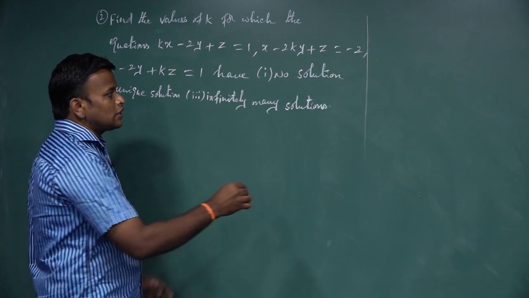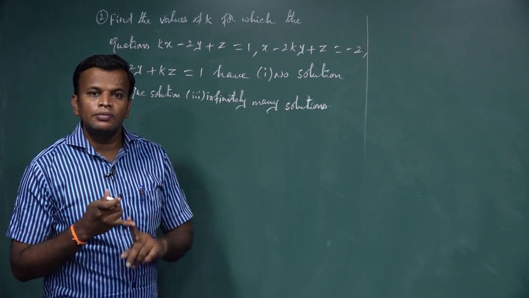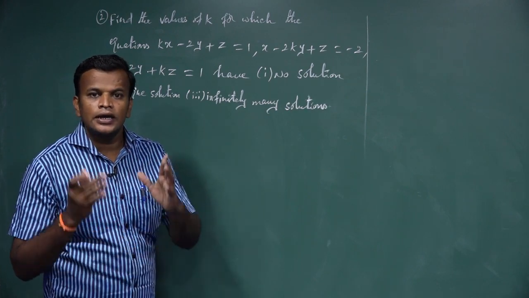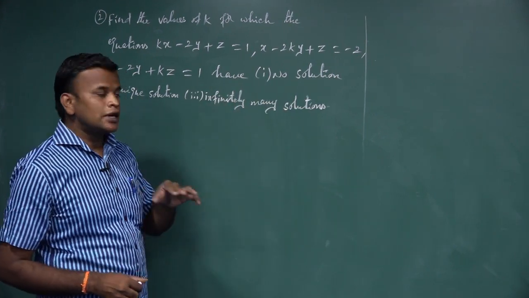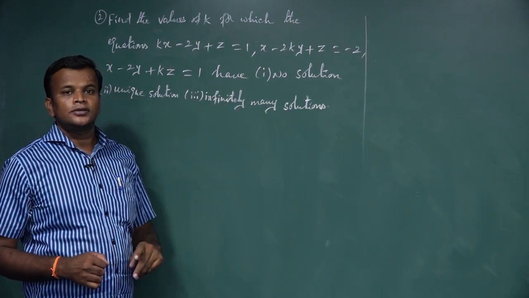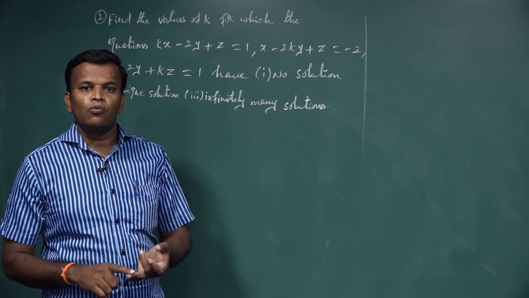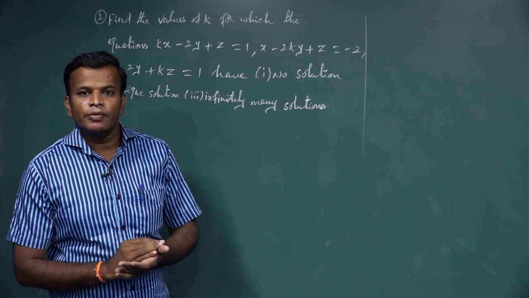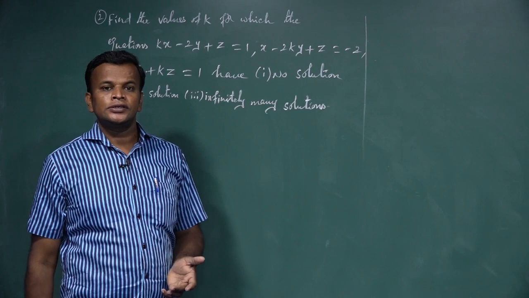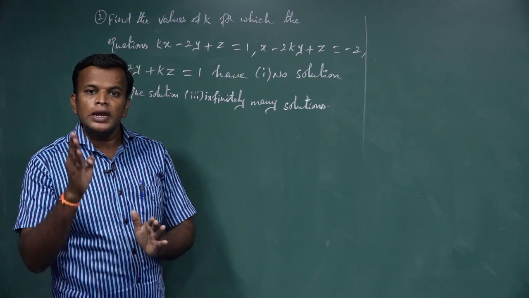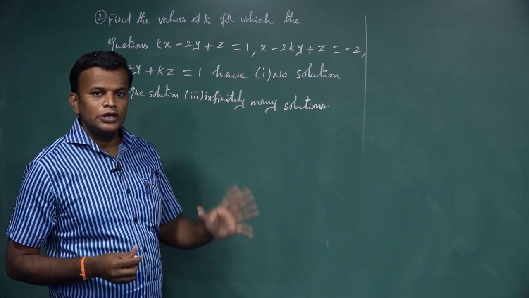First we understand when the system has no solution. If the ranks of the augmented matrix and the matrix A differ, then the system has no solution. Second, when the system has a unique solution, both ranks, rank of [A|B] and rank of A, are equal to 3. Third, when the system has infinitely many solutions, both ranks should be less than 3 and also equal. It may be 2 or 1.